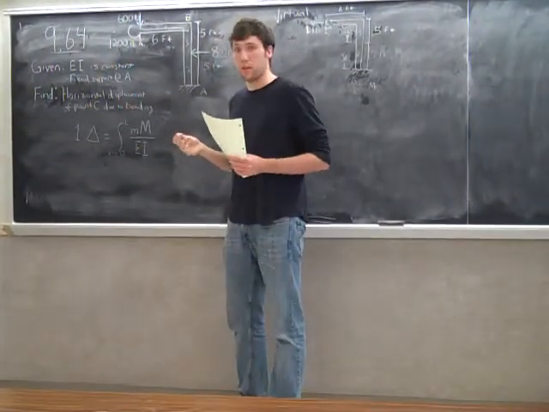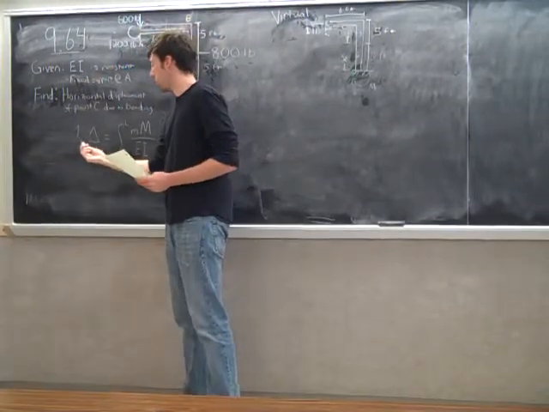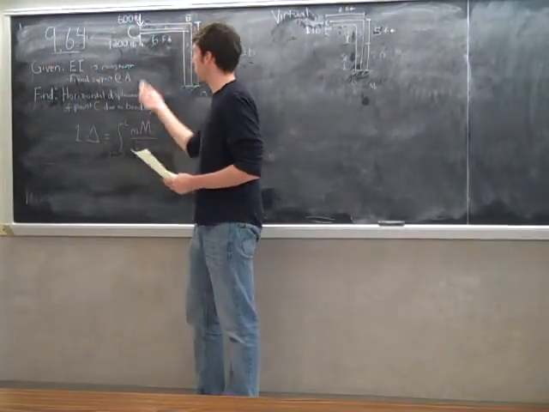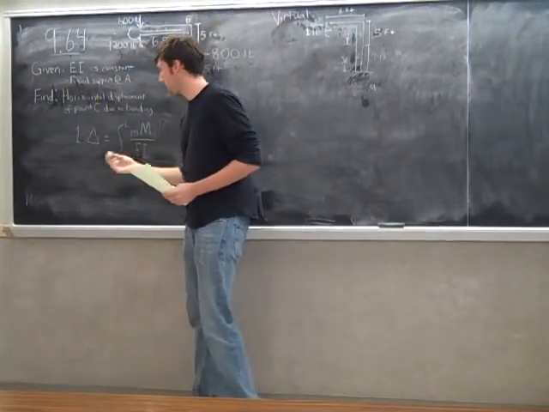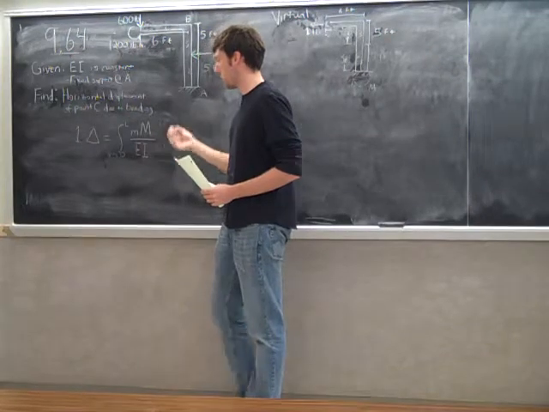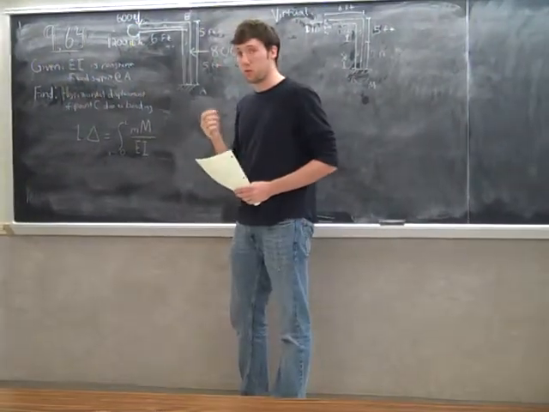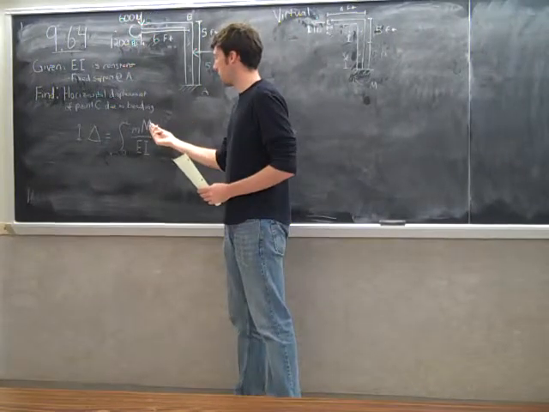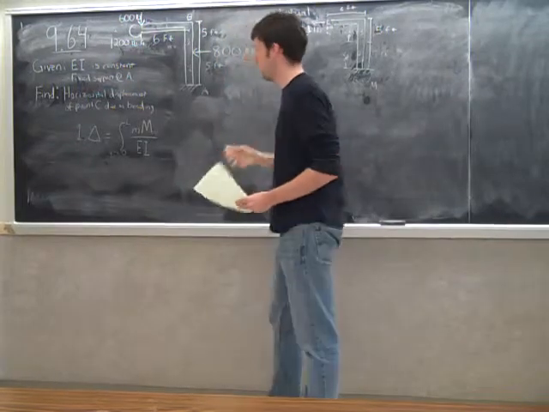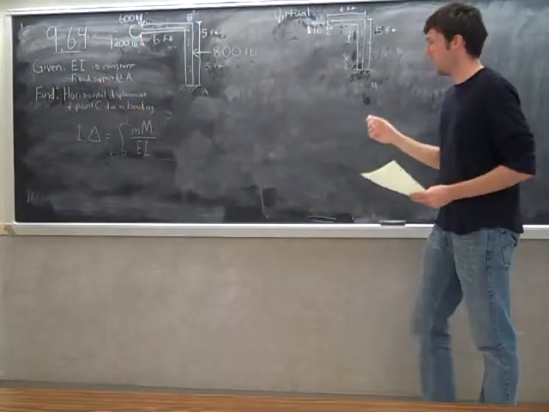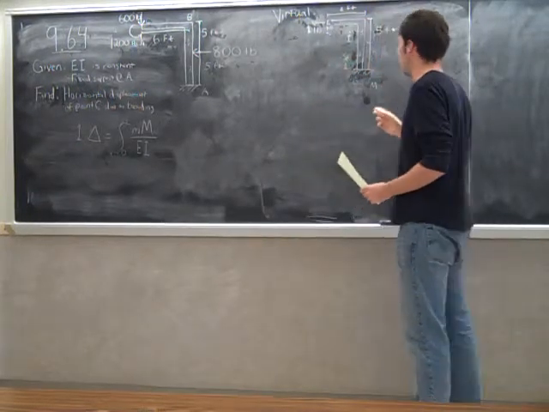Now we're going to use the method of virtual work for this problem, which gives us that 1 times the displacement, which is the horizontal displacement of point C in this problem, equals the integral from 0 to L of the moment in the members due to the virtual loads times the moment in the members due to the real loads over EI. First, we're going to solve for the moment in the members due to the virtual loads.